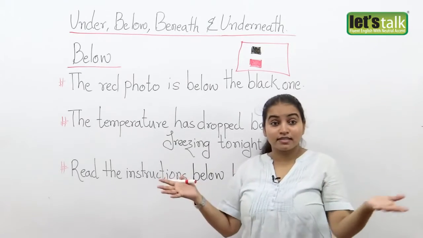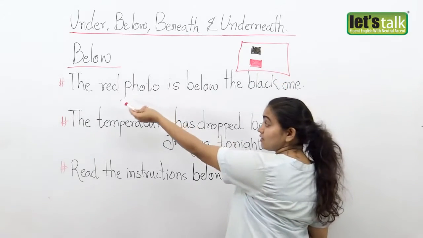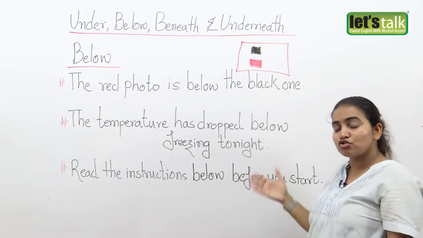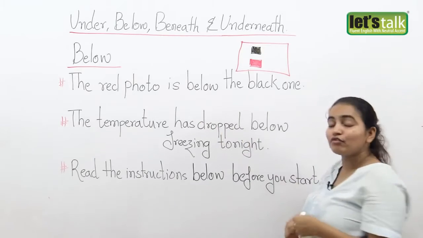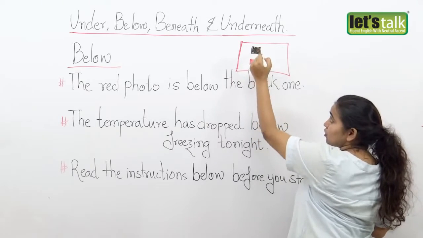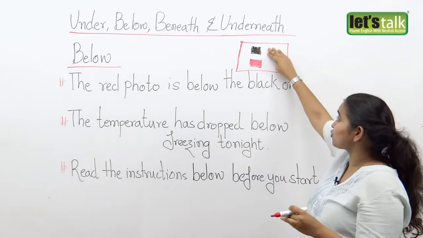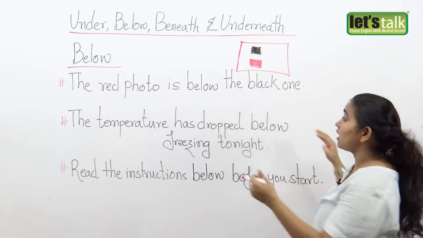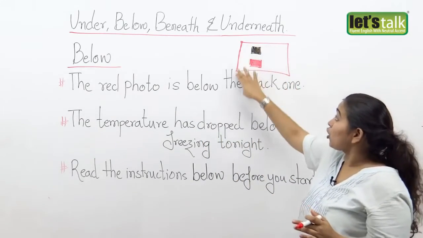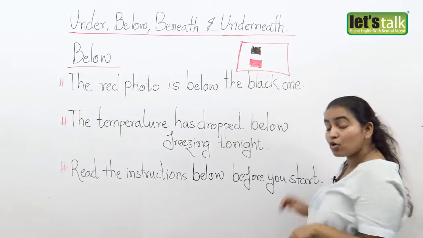Well, it doesn't take a rocket scientist to figure out which one is up there and which one is down. The sentence says that the red photo is below the black one, and that is true. But why do I use the word below and not under? Because I'm talking about two things which are on one plane surface. So if both these photos were on the blackboard, I would say the red photo is below the black one. If this was on a wall, I would again say the red photo is below the black one.